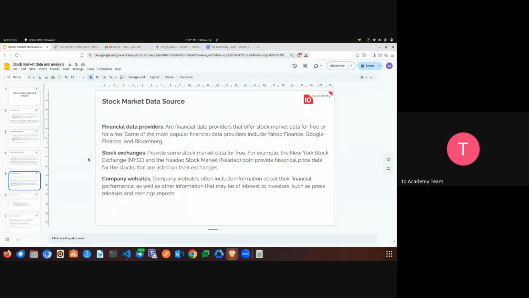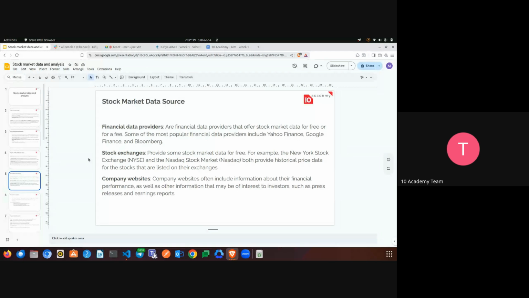Where can we get this stock market data? What are our data sources here? Our data sources might be financial data providers that offer stock market data for free or for a fee. Some of the most popular financial data providers include Yahoo Finance, Google Finance, and also Bloomberg. You will see these in detail in your other sessions. The other source is the stock exchange, which provides some stock market data for free. For example, the New York Stock Exchange and others both provide historical price data for the stocks listed on their exchange.